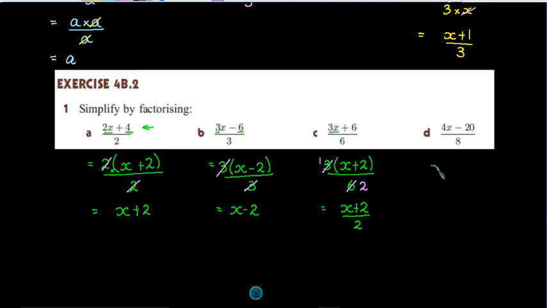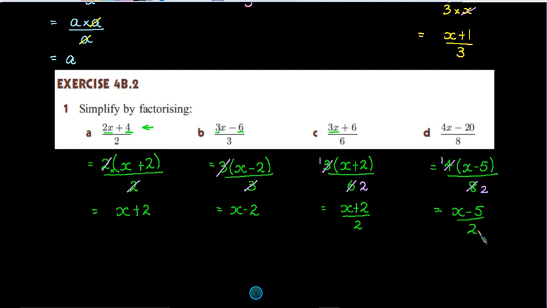The show goes on. What's the biggest number that goes into 4 and 20? 4. 4 times x gives me 4x, and 4 times 5 gives me 20, all over 8. And we can cancel. 4 goes into 4 once, 4 goes into 8 twice. So we are left with x take 5 over 2. Alright, so look for your common factor.